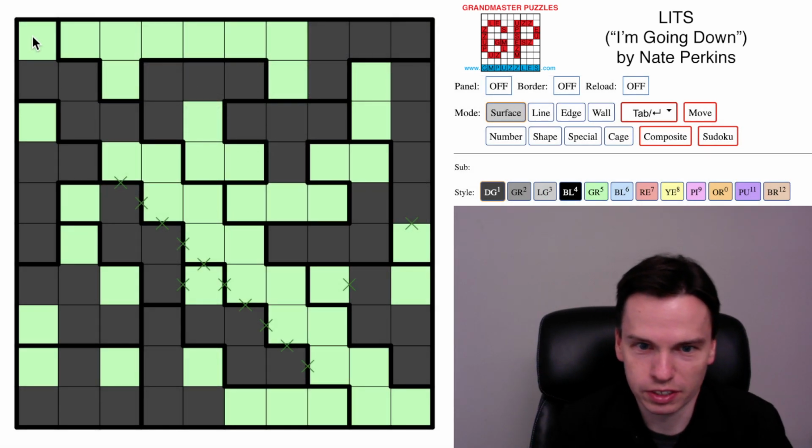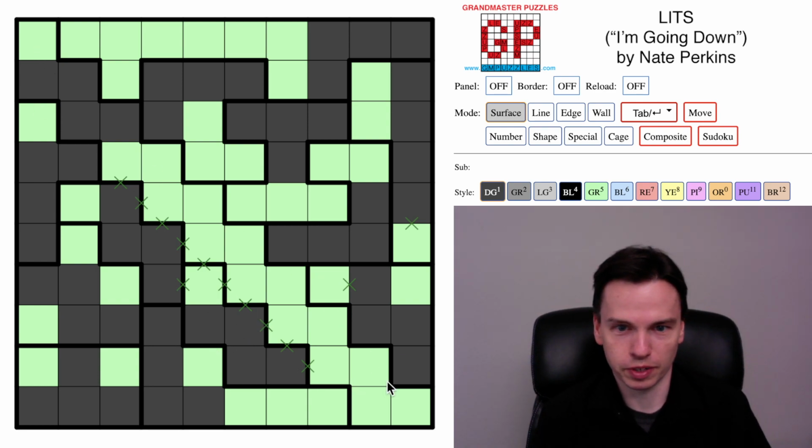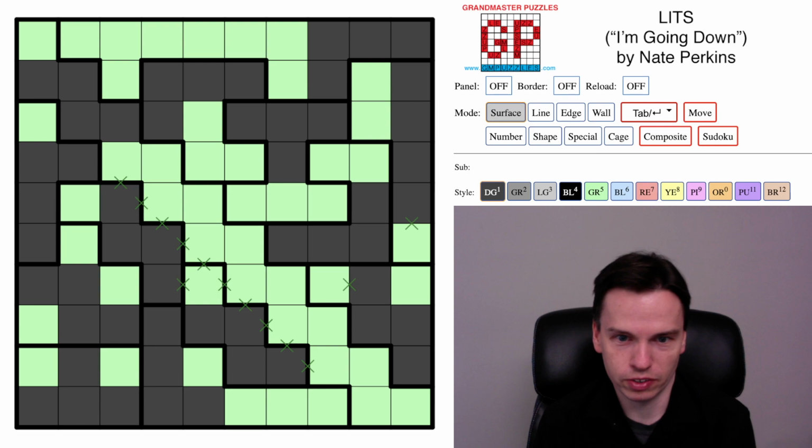So really brilliant construction. I love the use of the center region. I loved how it split these two sides of the grid, and you then had to think about the region connectivity to understand use the upper left, not the lower right. So hopefully you got a sense through how I solved this puzzle of some things I look for in LITS, and we'll see you again soon.